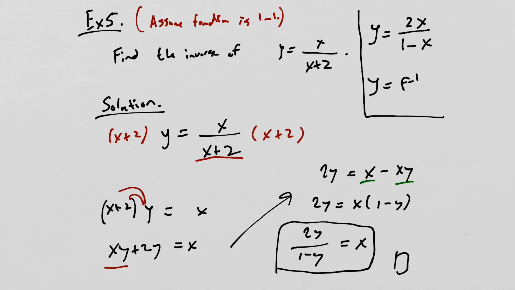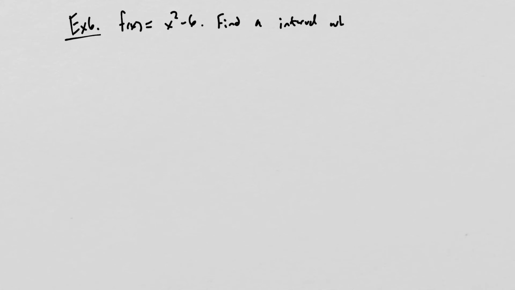In this last problem of the section, let's go ahead and find a domain on which the given function is 1 to 1, and then find the inverse. Example 6. Suppose we're given the function f of x is equal to x squared minus 6. Find an interval where f of x is 1 to 1. Then find the inverse.